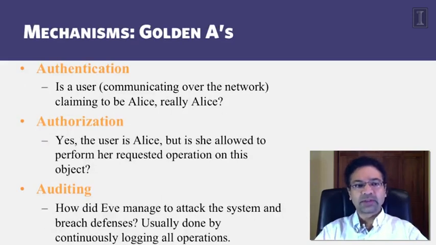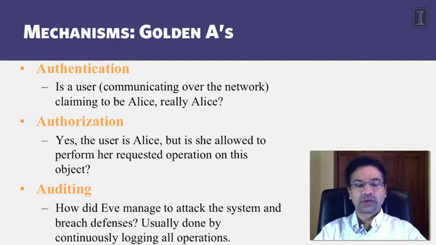So what kinds of mechanisms exist? Well, there are three types of mechanisms that are popularly used. These are known as the golden A's by some security researchers. They are authentication, authorization, and auditing. Authentication essentially is a mechanism that verifies that a user claiming to be, say, Alice is in fact Alice. And of course, the user is communicating over the network, so the only way you have of authenticating the user is via message.